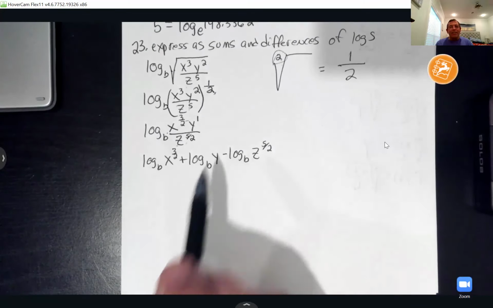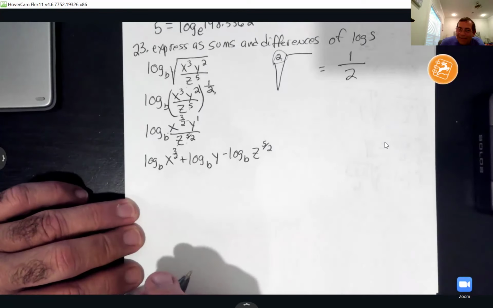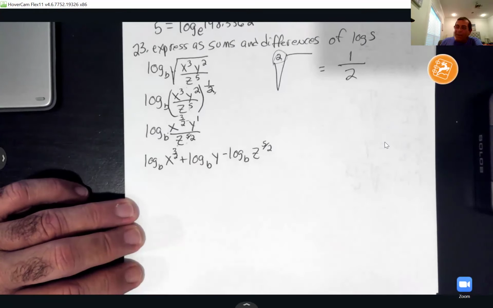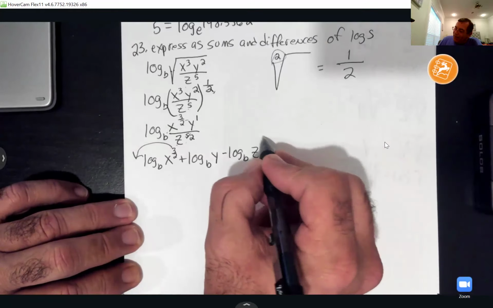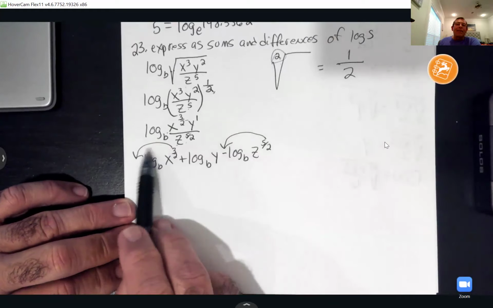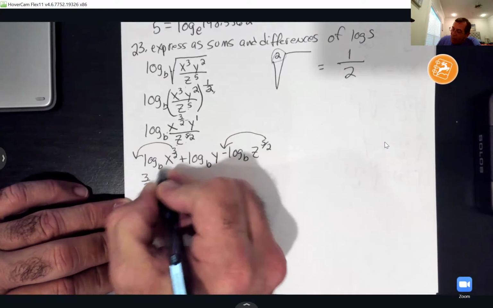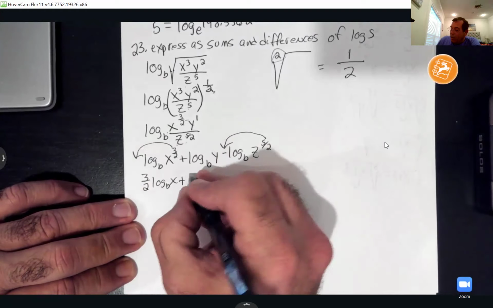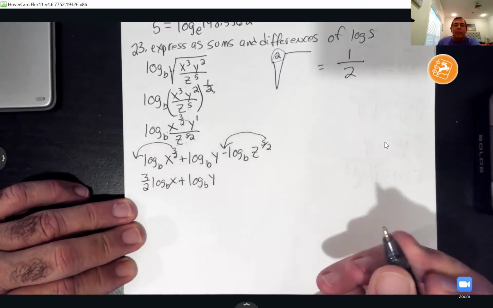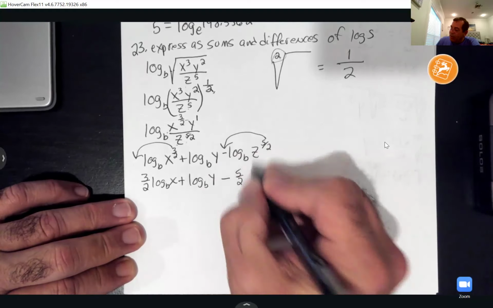So since y'all just done this test, what's my last step? Uh-oh. Y'all see what I got to do, remember? Got to bring them exponents down to the front. So I get a 3/2 log b of x. Plus, well, log b of y didn't have an exponent other than a 1, so that don't mess with us. And then minus this 5/2 log b of z.